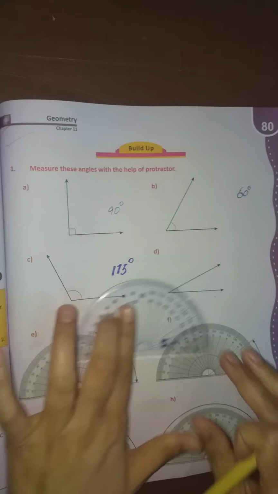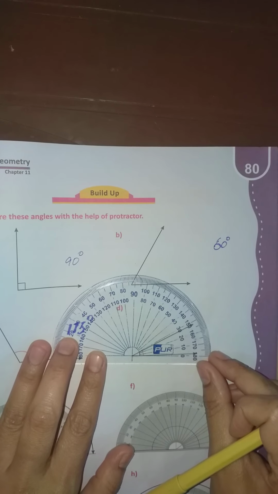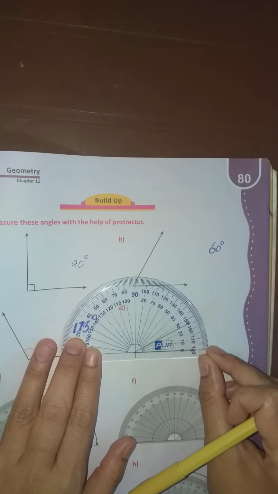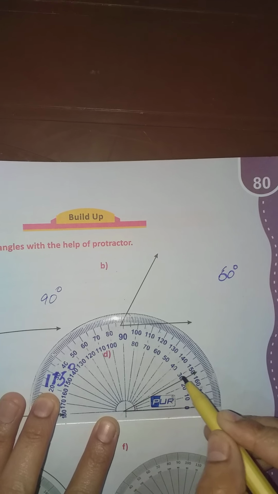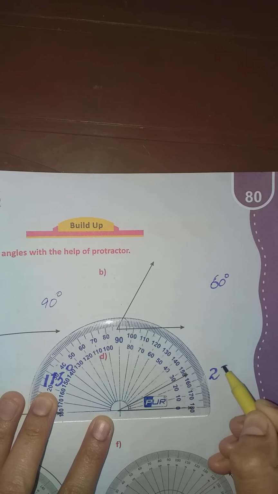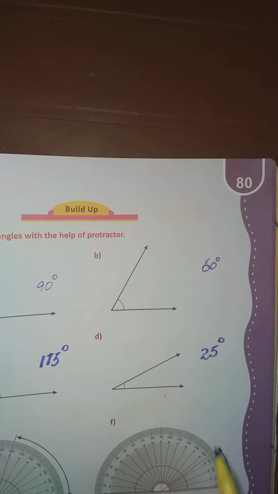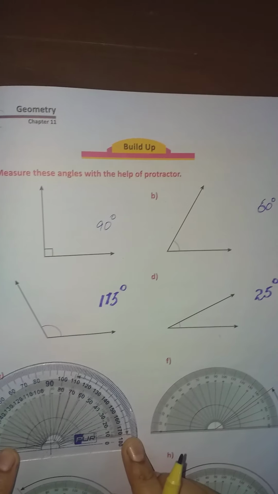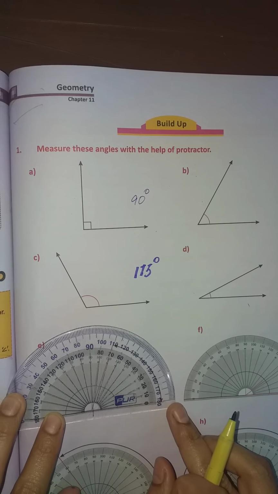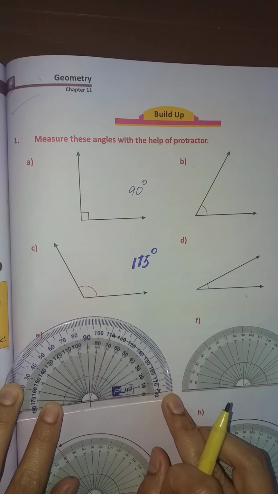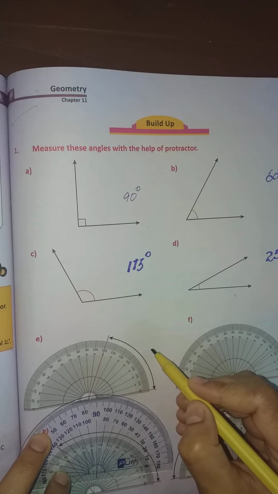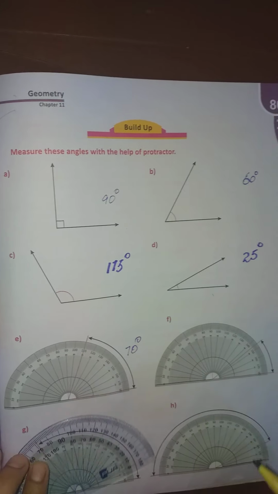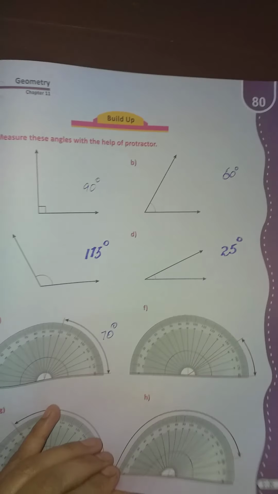नेक्स्ट एंगल is of 25 degree. You can see this angle is between 20 and 30 degree, that is the 25 degree. Next angle is of 70 degree. अब इसमें रेड लाइन जो है उससे आपने देखना है ये एंगल किस डिग्री का है. दिस एंगल इज ऑफ 70 डिग्री. रिमेनिंग भी आपने प्रोट्रैक्टर की हेल्प से इनको मेजर करना है.